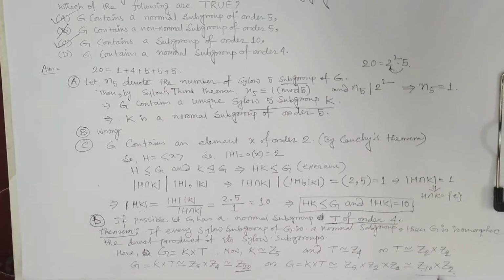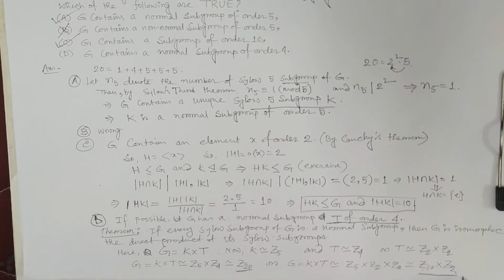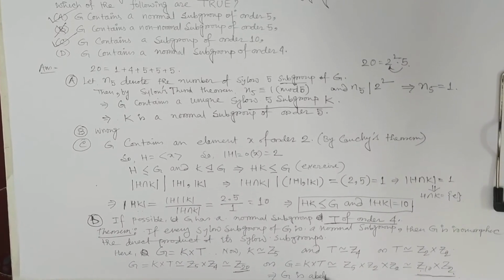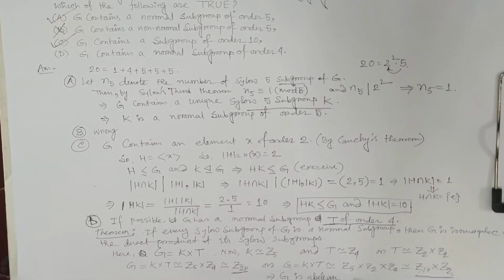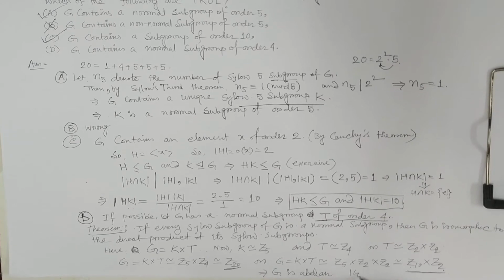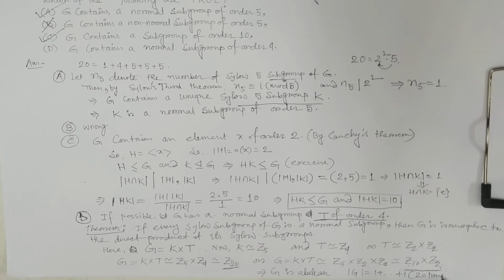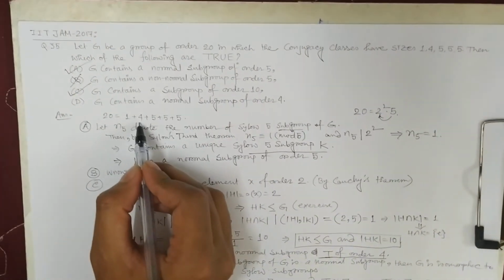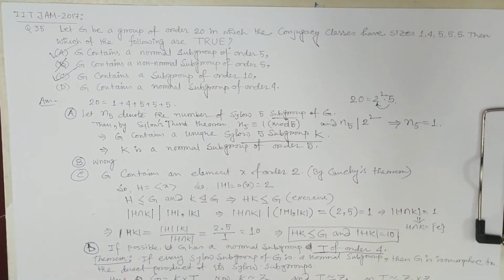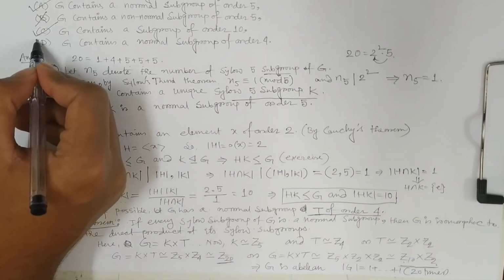So therefore their direct product is also abelian. So G is abelian, and we know that for an abelian group of order 20 the class equation looks like this, 20 times 1, but here it is not the case because here we have 4, 5, 5, 10. So this is not the case. So G is not in general abelian, so option D is false.